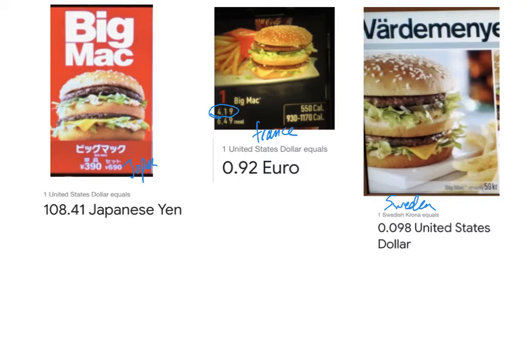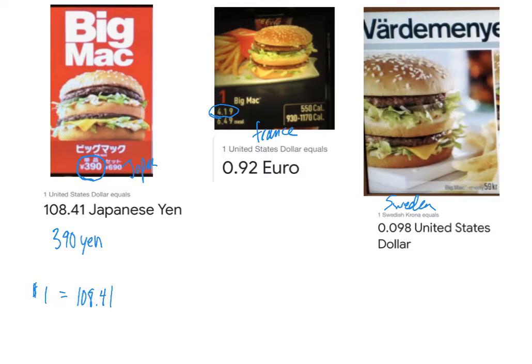We have a burger, and we're just focusing on the 390 yen. So this burger costs 390 yen. And if I want to calculate this from yen to US dollars, I would need the conversion rate. And I have it. It's right here. I'm told that $1 US dollar equals about 108.41. And I just looked up this value on Google.